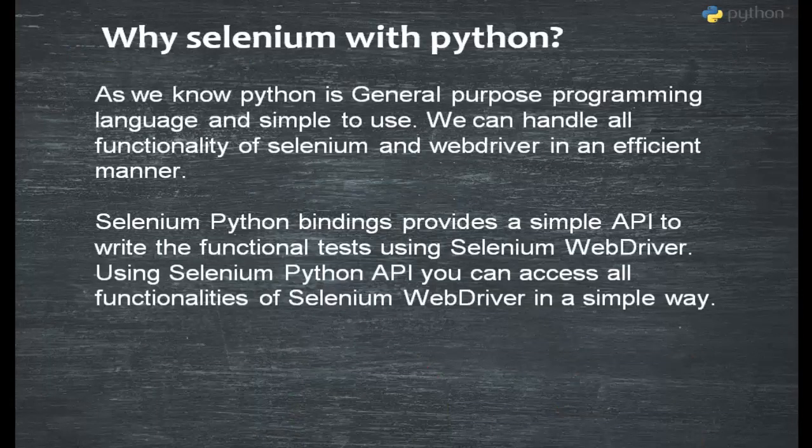And the last question is, why Selenium with Python? As we know, Python is a general purpose programming language and simple to use. We can handle all the functionality of Selenium and WebDriver in an efficient manner. Selenium Python binding provides a simple API to write functional tests using Selenium WebDriver. Using the Selenium Python API, you can access all the functionality of Selenium WebDriver in a simple way. Using Python, you can create object-oriented, functional tests, because Python supports both functional and object-oriented programming.